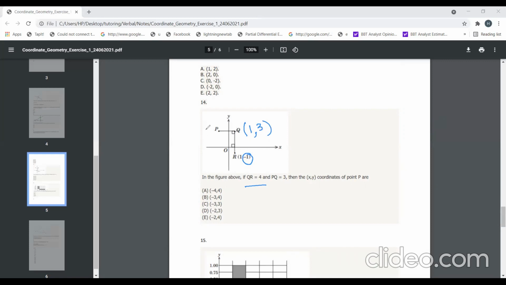Okay. Here, in the case of P, the y coordinate of P would be equal to the y coordinate of Q, so 3, right? Now, we have been given that this distance PQ is equal to 3, and this point Q has an X coordinate 1. So what would be the X coordinate of point P? Minus 2? Correct. So that should be the answer. So minus 2 and 3.